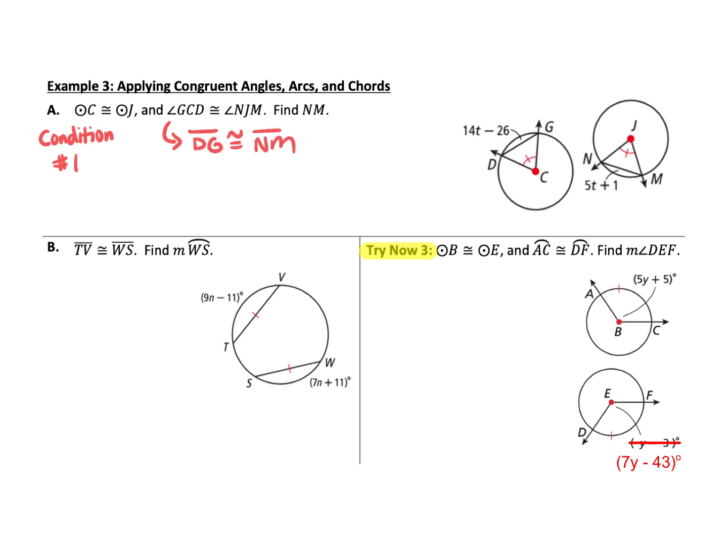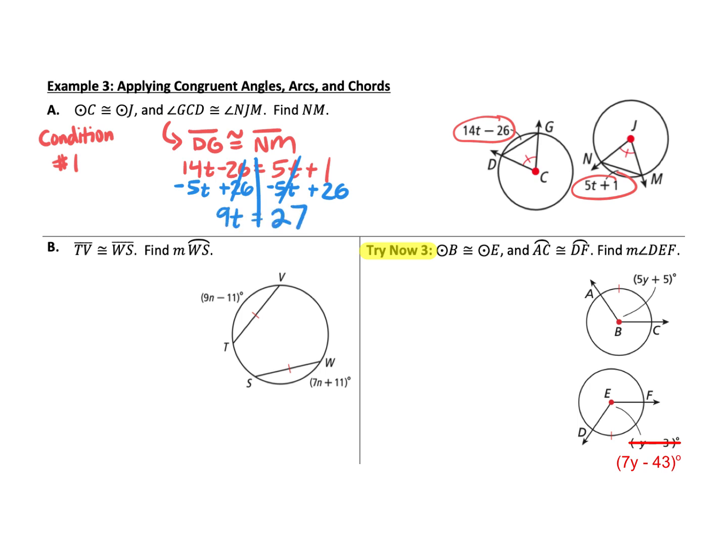And now we can do our substitution. Chord DG is 14t minus 26, and chord NM is 5t plus 1. Let's go ahead and solve for t. I'm going to move the 5t to this side by subtracting 5t. Then we want to move the minus 26 to the other side, so add 26. I'm doing two steps in one line here. 14t minus 5t is 9t, and 1 plus 26 is 27. Now a quick divide by 9 gives us t equals 3.